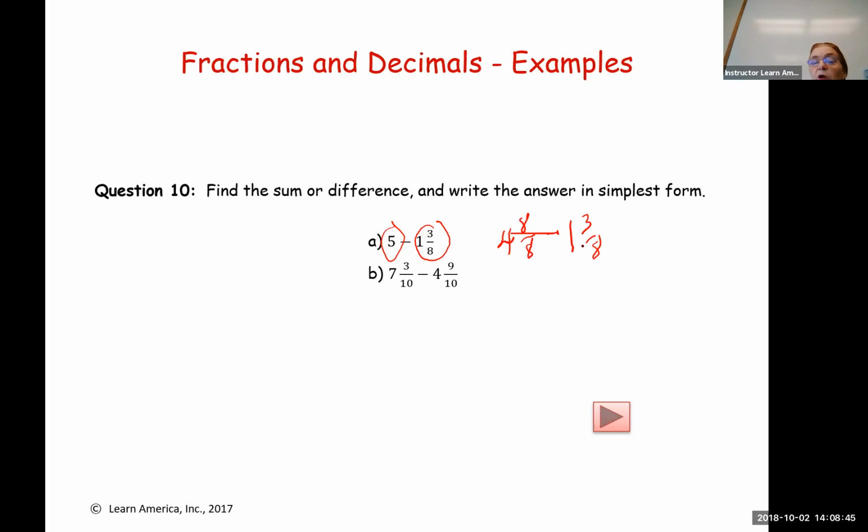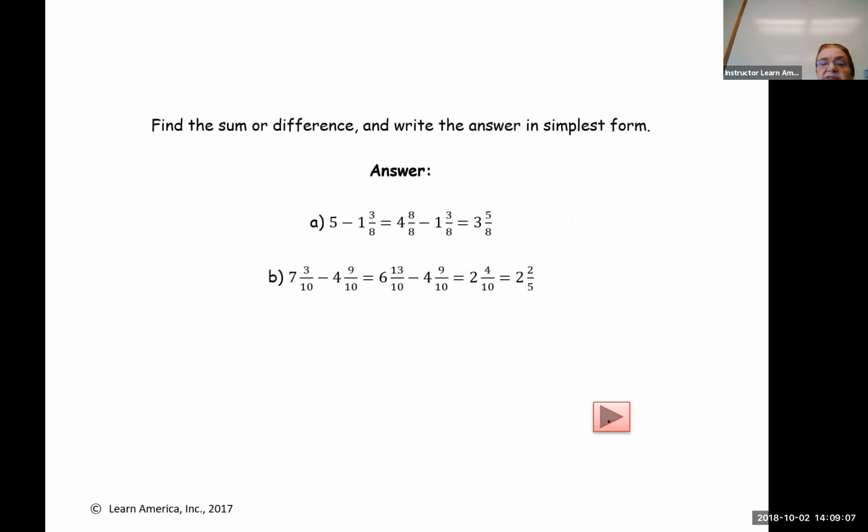So then you would have a whole number portion of 5 and a fractional portion of 5/8. Here again, because we're taking 9/10 away from 3/10 and 3/10 is smaller, we might want to change the 7 to a 6 and then add 10/10 here, so have 13/10, and then subtract the 4 and the 9/10 from that. So looking at the answers then, this is what was done.